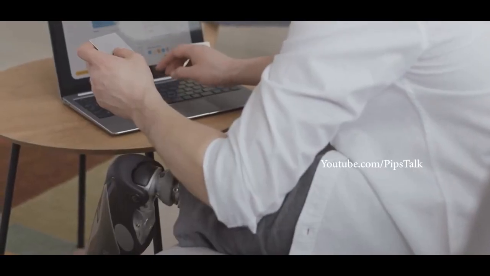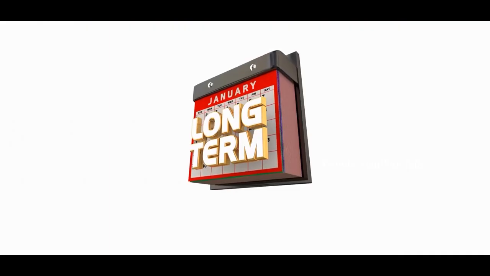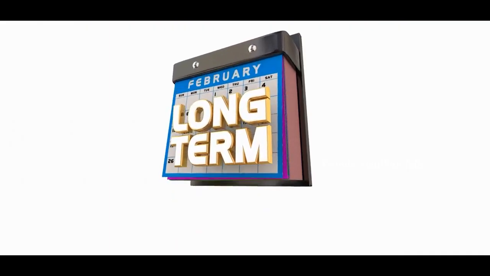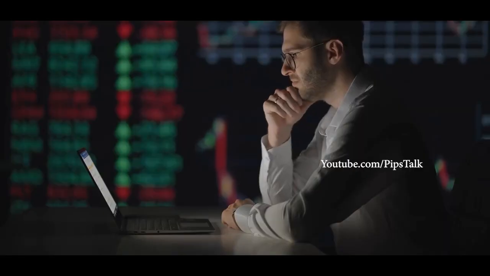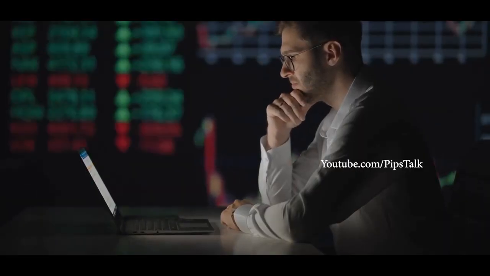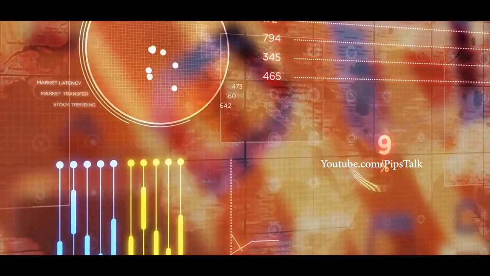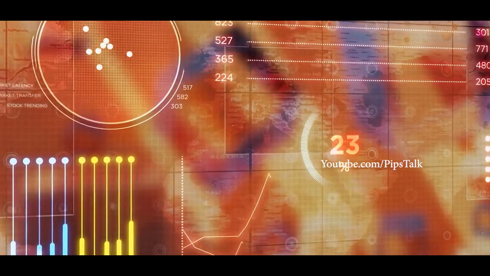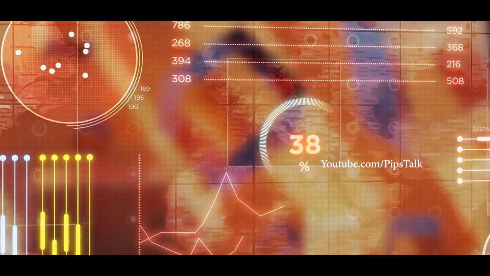The key time frames. Now, let's discuss the key time frames you should consider in your multiple time frame analysis. 1. Long-term time frames, monthly and weekly. The monthly and weekly time frames offer a broader perspective. They help you identify long-term trends, major support and resistance levels, and significant price action.